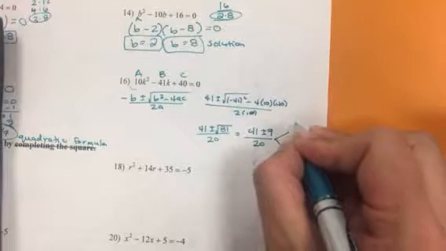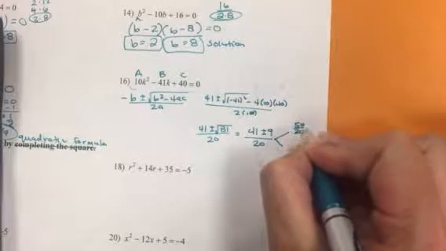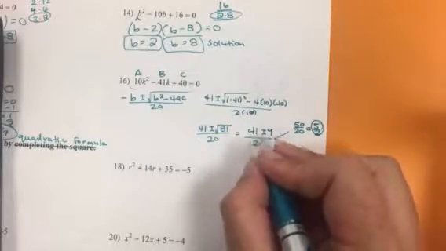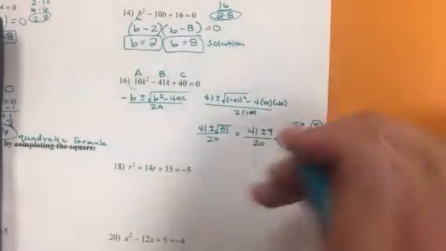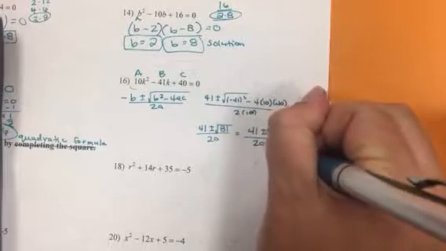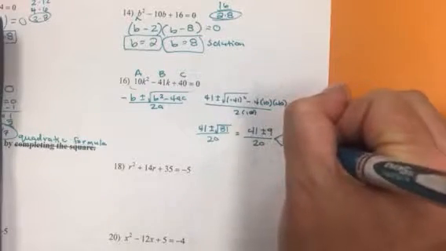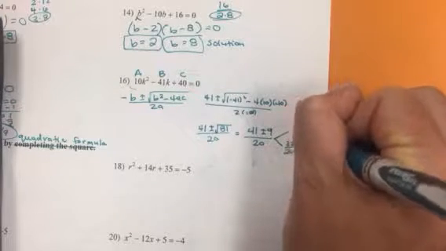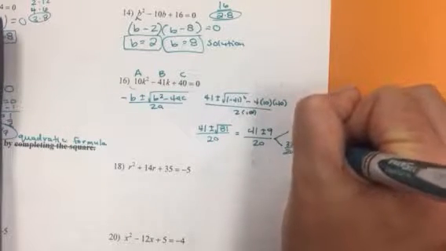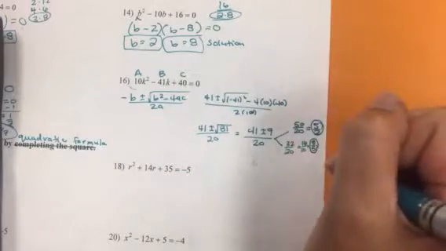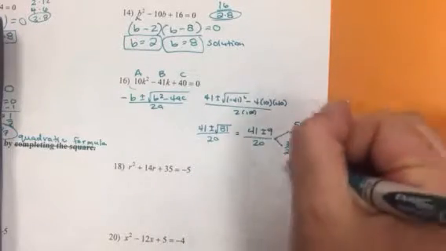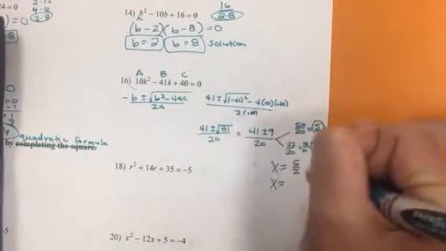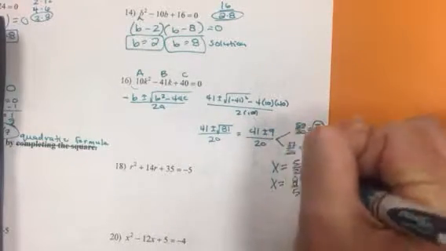41 plus 9 is 50 over 20. And then 41 minus 9 is 32 over 20, which is equal to 8 over 5 for the solutions. So that means x equals 5 over 2 and x equals 8 over 5.